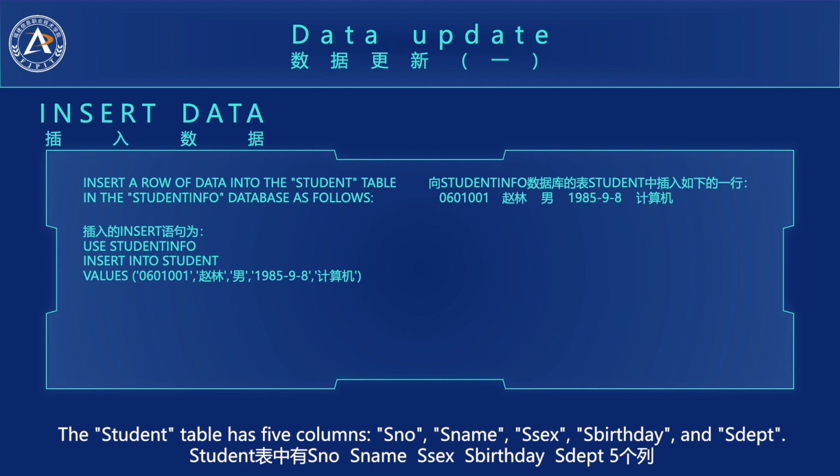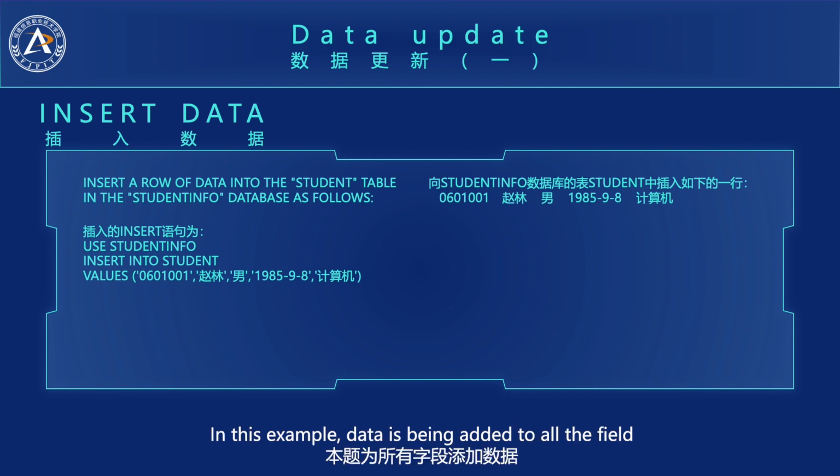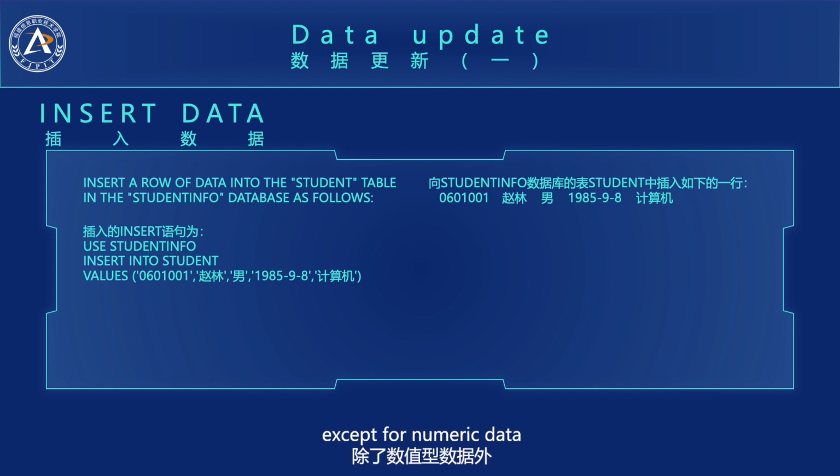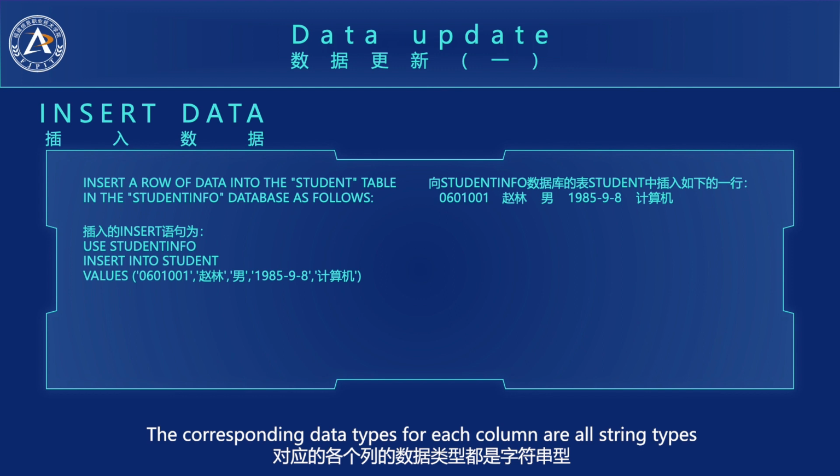The student table has 5 columns: sno, sname, sex, birthday, and sdept. In this example, data is being added to all the fields, so the column names after the table name can be omitted. In the above statement, except for numeric data, other constants are enclosed in single quotes, indicating that they are string constants. The corresponding data types for each column are all string types.